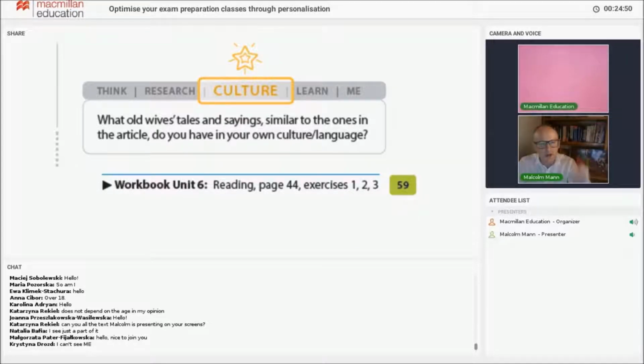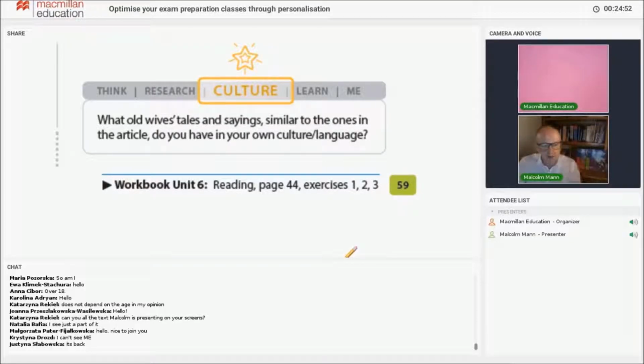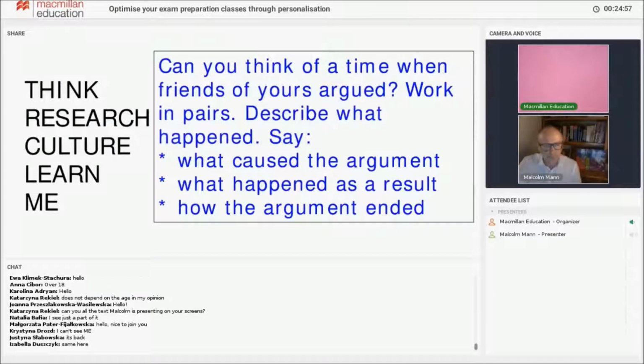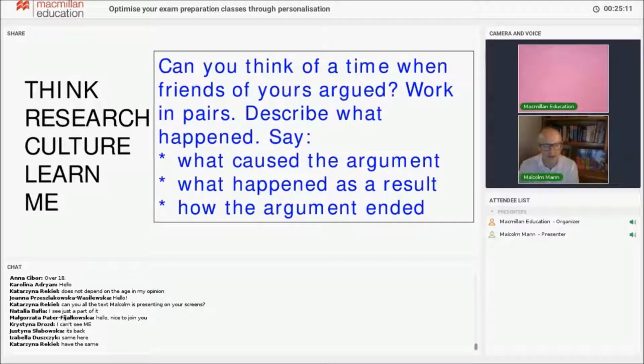So we've got the 5 categories at the top: think, research, culture, learn, and me. And this particular one is culture. Now, have a quick read of this one. And the question is, just type it into the chat box when you've read it. Do you think this is think, research, culture, learn, or me? Have a quick read of it.